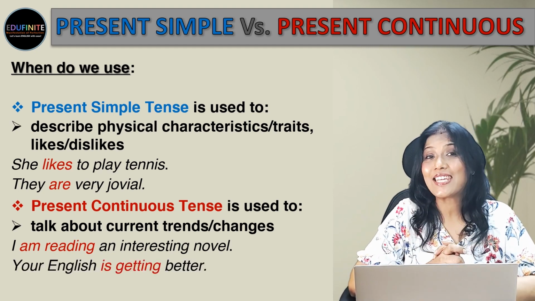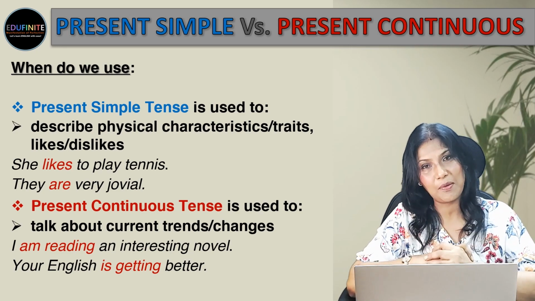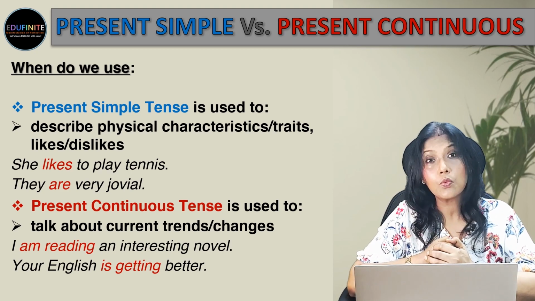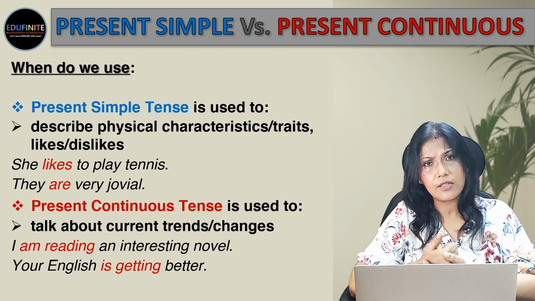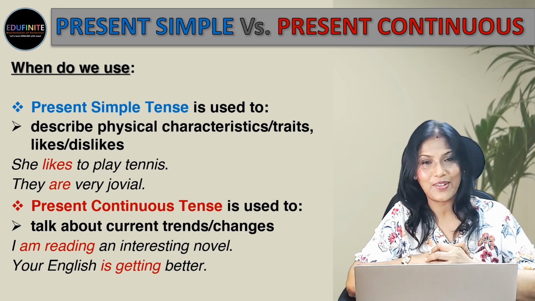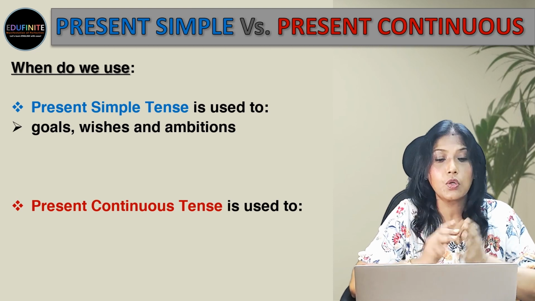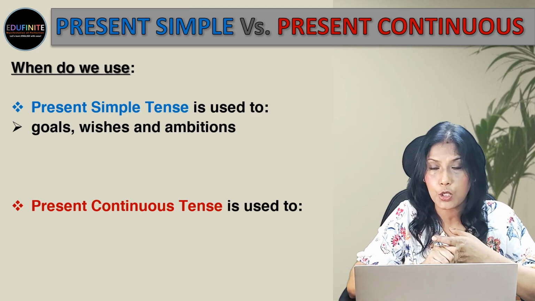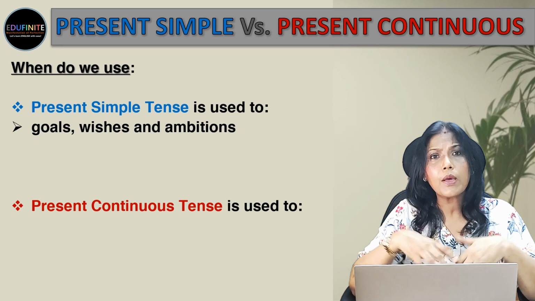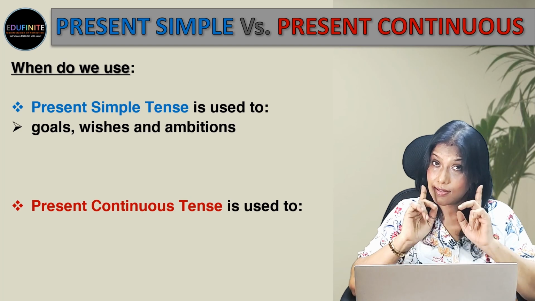Your English is getting better. So this is what? An improvement, a change. Your English is getting better. Yes. So these are the things when we talk about some current trend or some changes that's happening, we use present continuous tense or present progressive tense. Okay, next we use present simple tense to refer to goals, wishes and ambitions. So whenever we have to express our goals, or maybe we wish for something, or maybe what's our ambition, when we have to express these type of things, we use present simple tense.